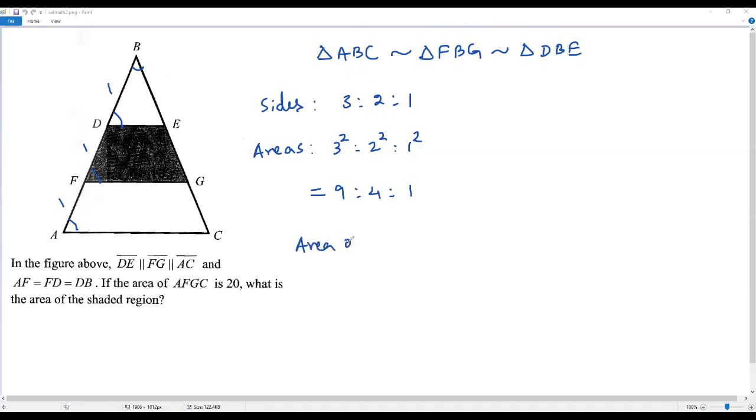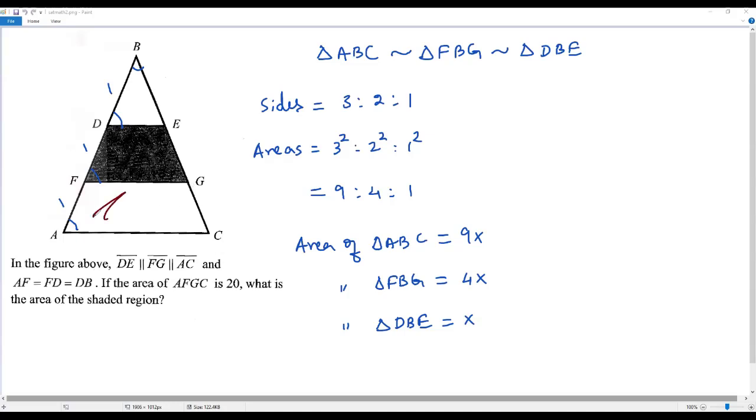So let me write it over here. First, let me get the area of the original triangle, that is the area of triangle ABC. For that, I have to multiply the first term 9 by some non-zero number, say x, then I'm getting 9x. Then the area of the second triangle, FBG: I have to multiply the second term of the ratio by the same non-zero number, that is 4x. Now to get the area of the third triangle, DBE, I have to multiply the third term of the ratio by the same non-zero number. 1 times x is x.